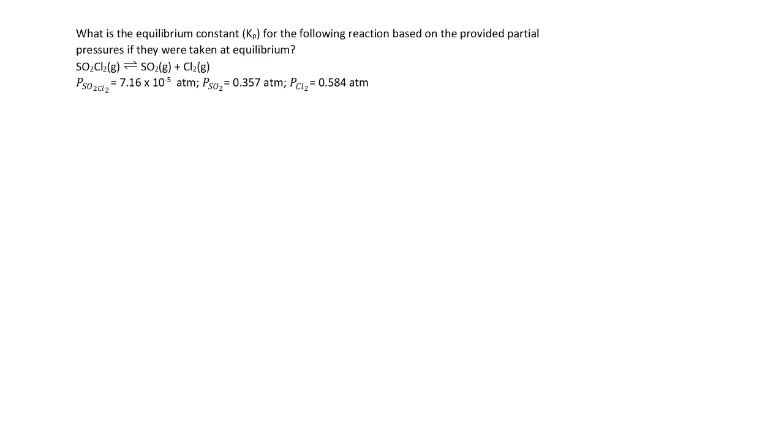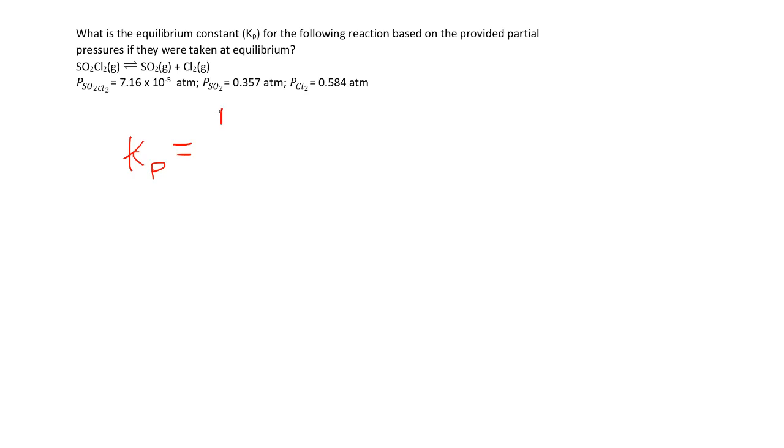So what is the equilibrium constant, in this case Kp, for the following reaction based on the provided partial pressures if they were taken at equilibrium? So this reaction, we have these pressures. The main thing here is just to come up with what our equilibrium constant looks like. So Kp, and remember if it's Kp, that means we're going to use pressures. And if it's Kc, we're going to use concentrations, which are going to be in molar. And these pressures are going to be in atmospheres.